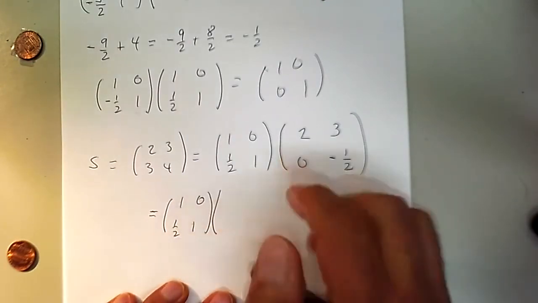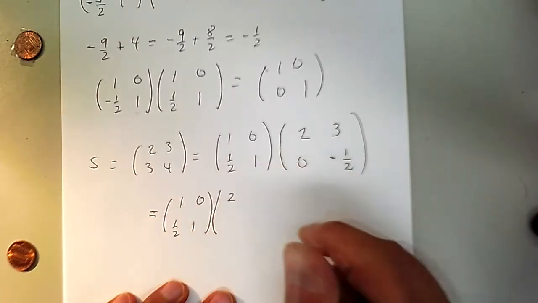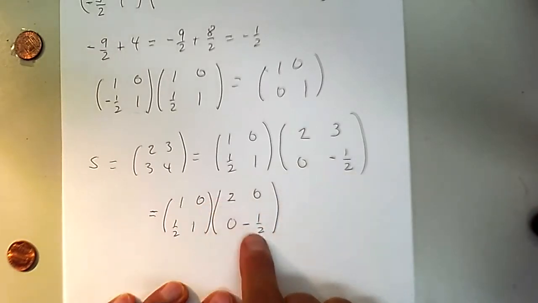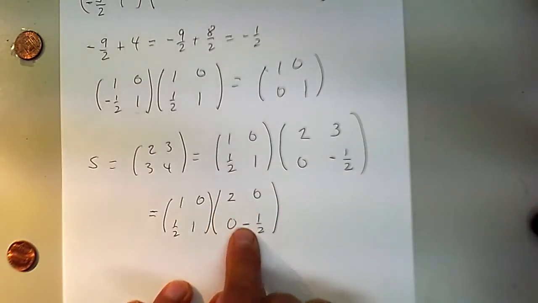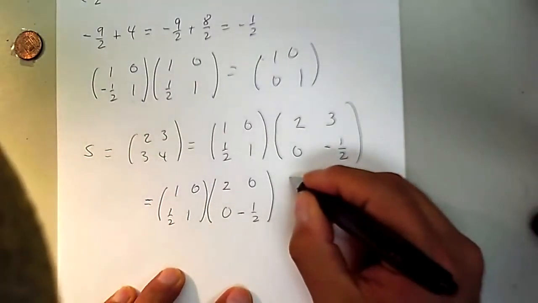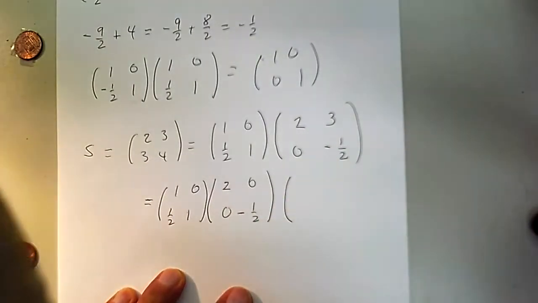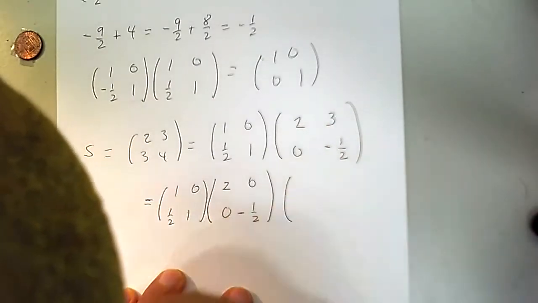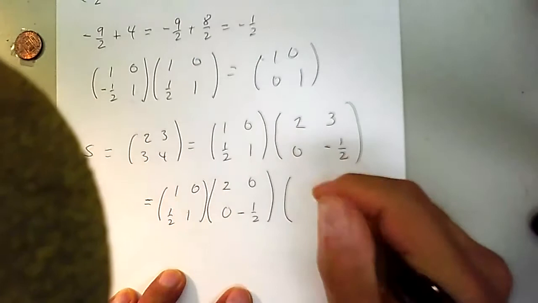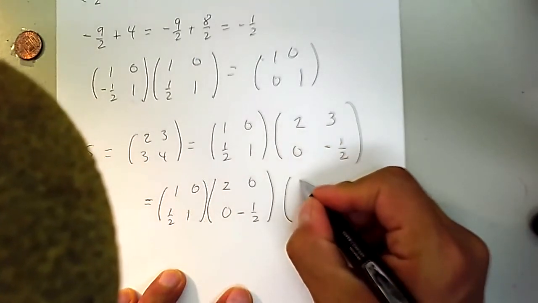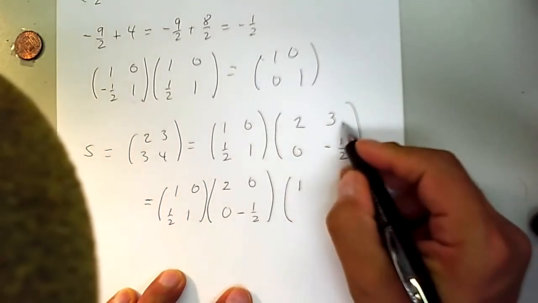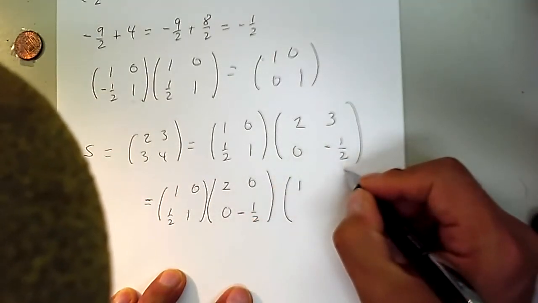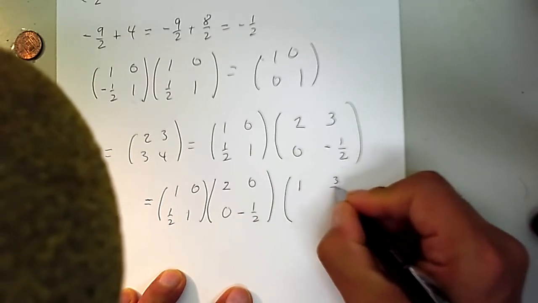We can factor out the 2 and the negative 1/2. This is a diagonal matrix, which is symmetric, by the way. Notice the zeros. And we end up with 1, 3. I lied. It's 1. We factor out the 2. So we should have 3 halves.